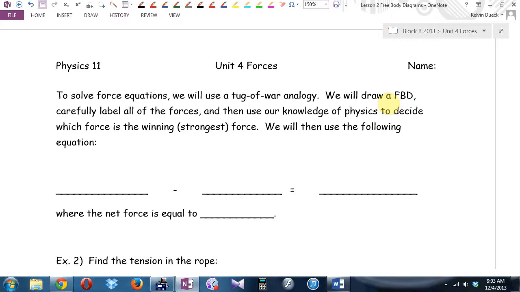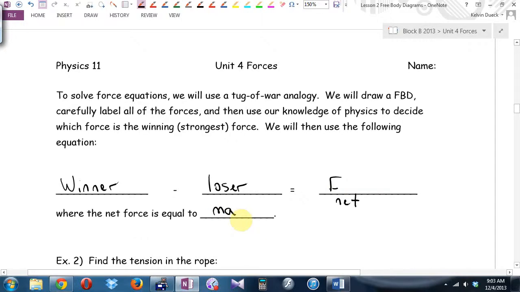Then we're going to use the following equation. Winner minus loser equals the net force, F net. Where the net force is actually always just going to be ma. That's where the ma is going to show up. The left-hand side of our equation is going to have all sorts of complicated, it's actually not too bad, but it's going to be equal to the net force. It's going to be equal to ma.